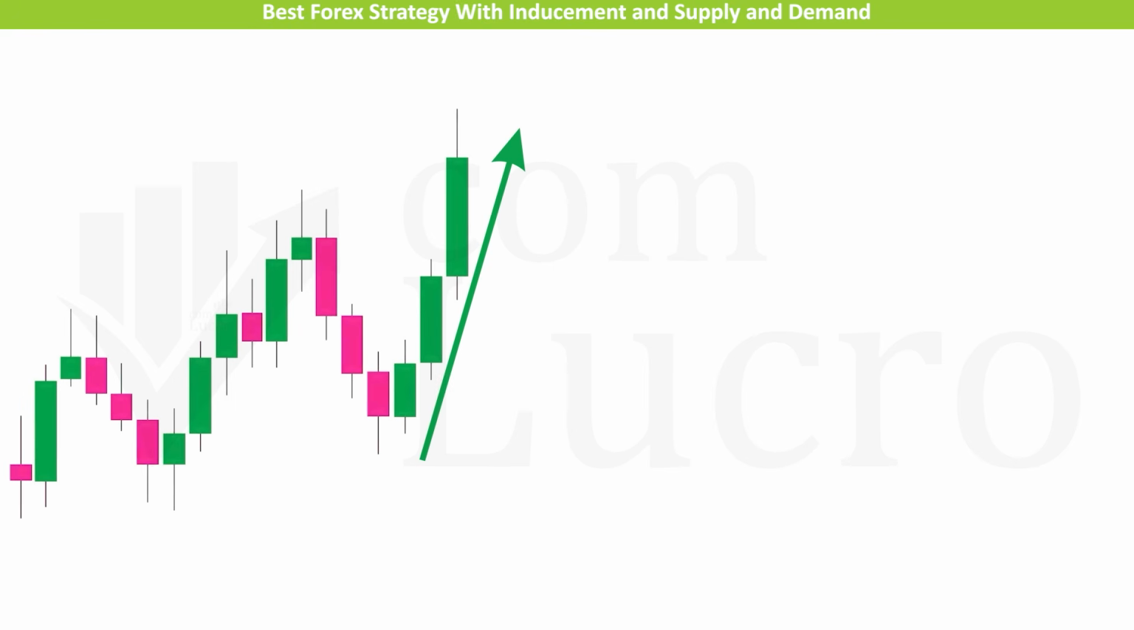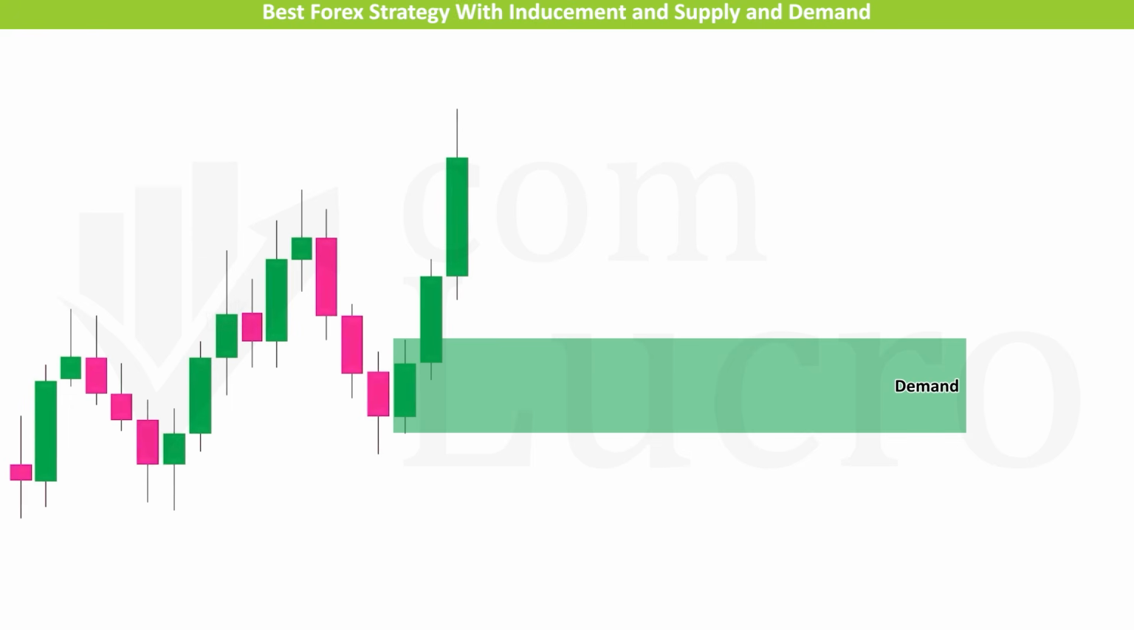Here, for instance, we see the most recent impulsive move to the upside. This strong green candle is the origin of that expansion. Because the decision to push price higher happened during this candle, we mark its range as the demand zone. When price eventually comes back into this area, we anticipate some form of reaction within that zone.